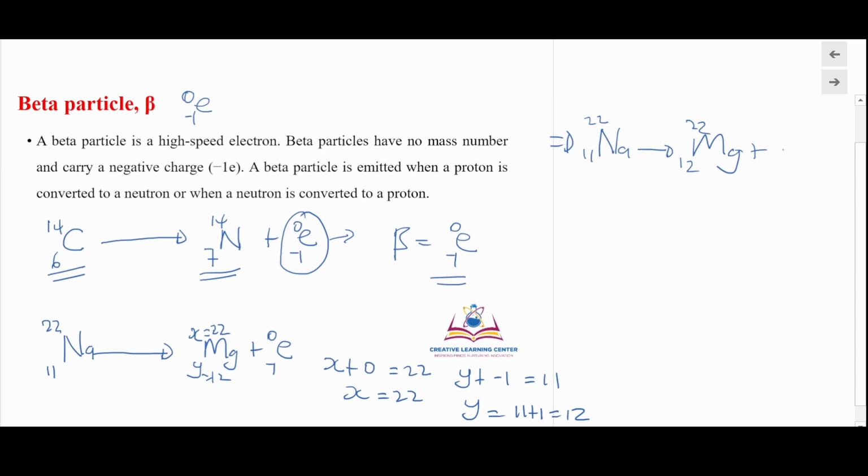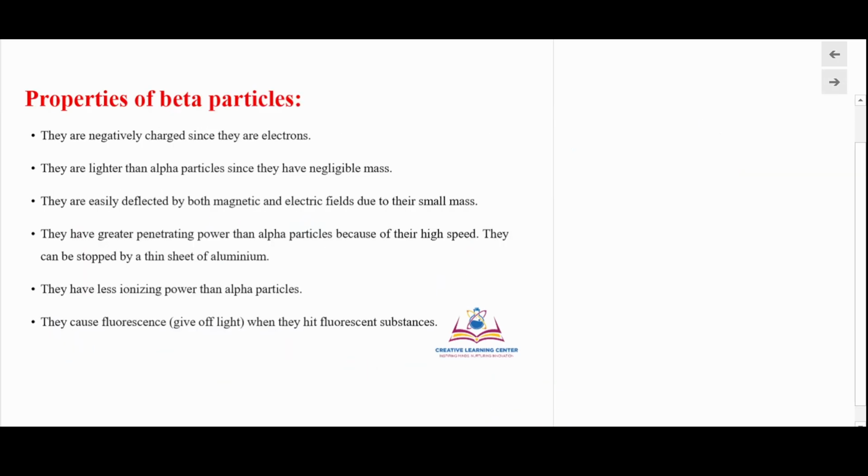Plus our electron particle which is being emitted. As you can see here, this sodium may be unstable. When it gives off its electron, or the beta particle, it's going to attain a more stable component, which is magnesium. Basically, that's what happens when you're dealing with that.